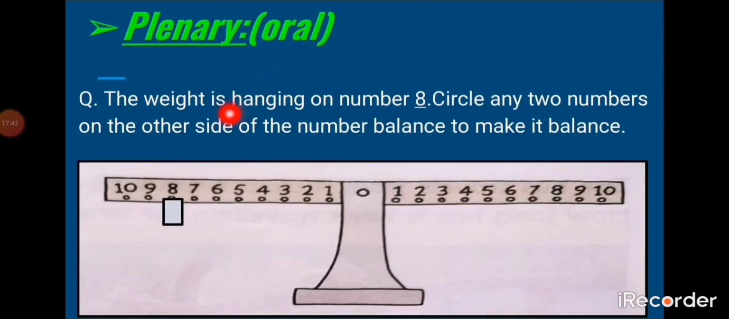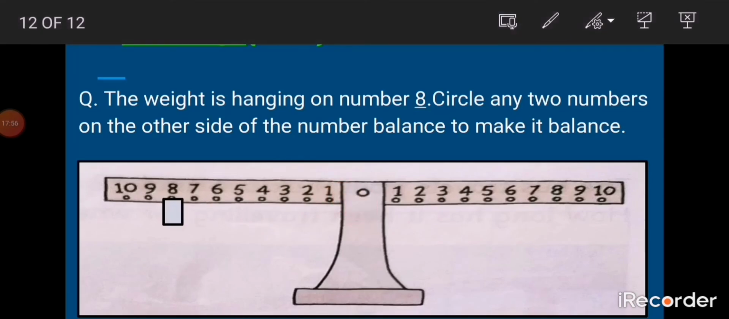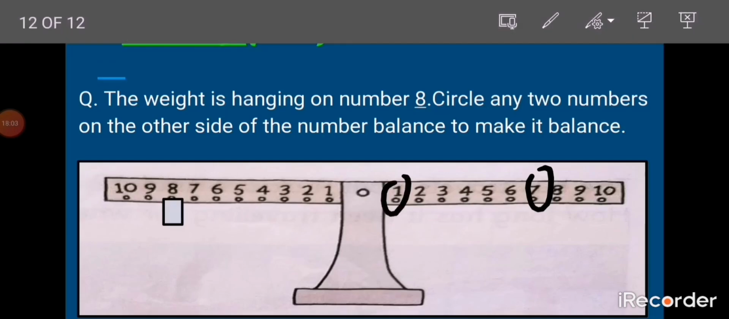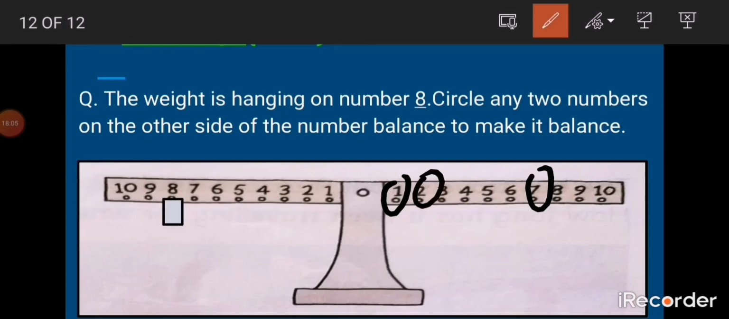Now the plenary. The weight is hanging on number 8. Circle any two numbers on the other side of the balance to make it balance. It's very simple. Here is number 8. Which two numbers do you have to circle? Again, you find the number pair of 8. You can start from 7. You can start from 1. So if I start from number 7, how many do I need? 7, then 1, 8. Or you can choose 2 and 6. So you can find the number pair of 8 to find it out. And it's very easy now.